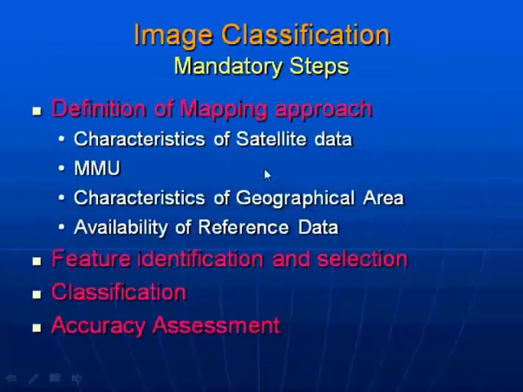So whether I perform per pixel classification or subpixel classification or textural classification, I first need to define the mapping approach. That means I must define the classification scheme, the number of classes which I want to map. This may depend upon the application. Based upon that, I will have to select the proper satellite data, and also I have to look for the reference data which will help me in performing supervised classification and for the accuracy assessment of that particular image. So this is followed with feature extraction and selection, as I told you earlier, and then classification and accuracy assessment.